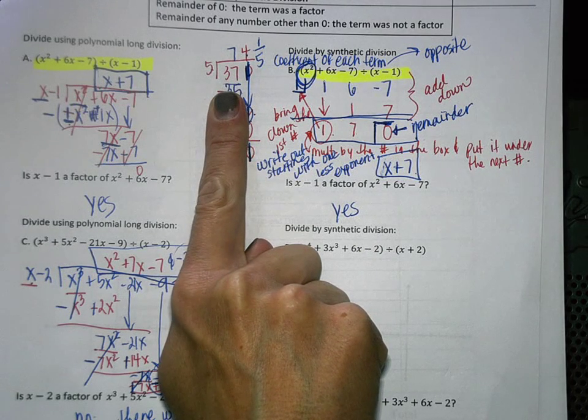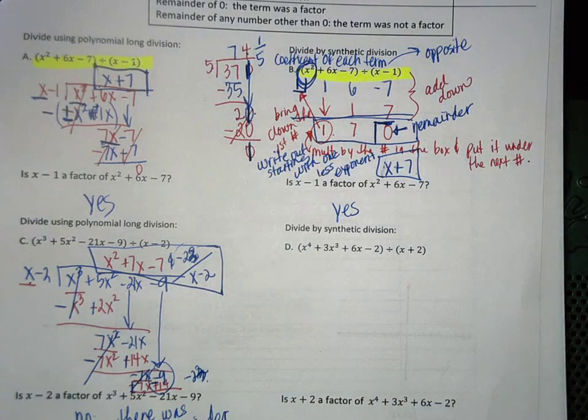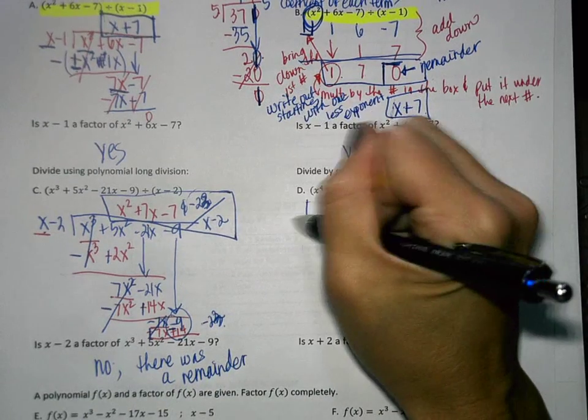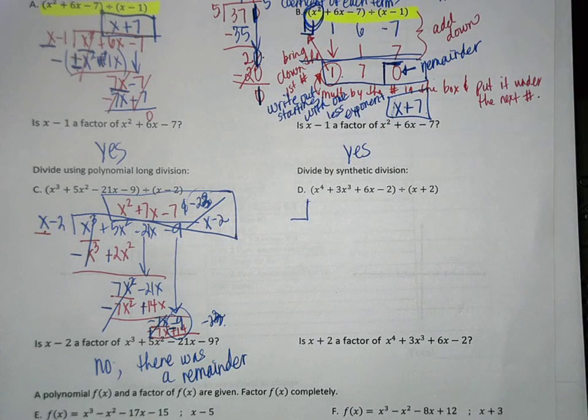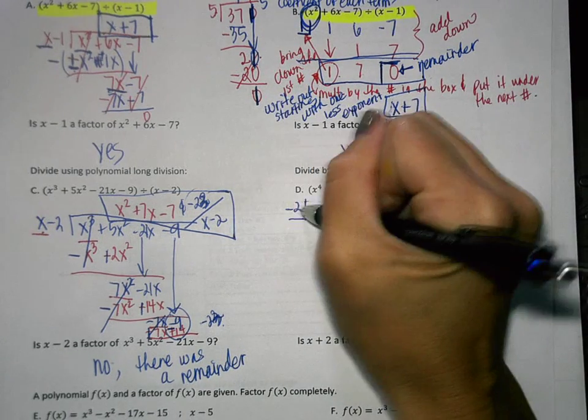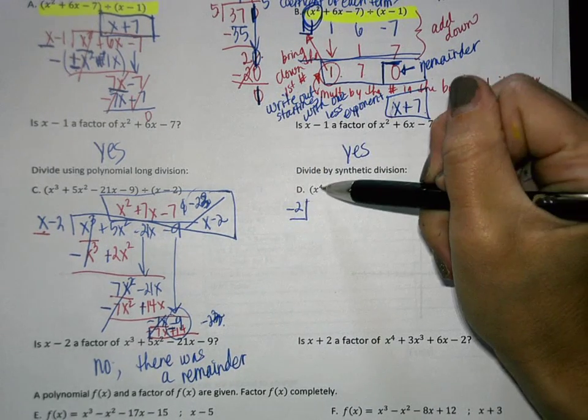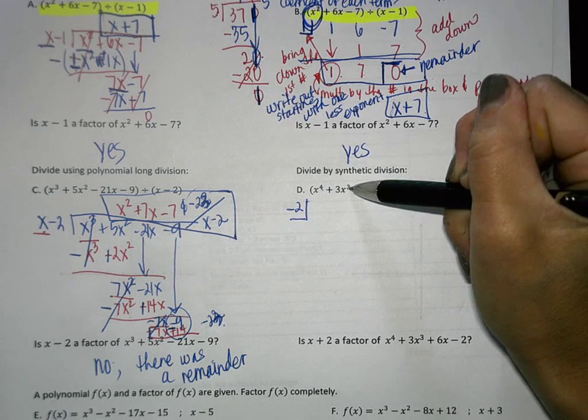Okay, let's do another one, and I can still go back and answer questions. Sometimes doing another example makes it all come together. Okay, so what number will go in my little box? -2. Now, this says x to the 4th, x to the 3rd. Do you notice how it's missing an x squared?